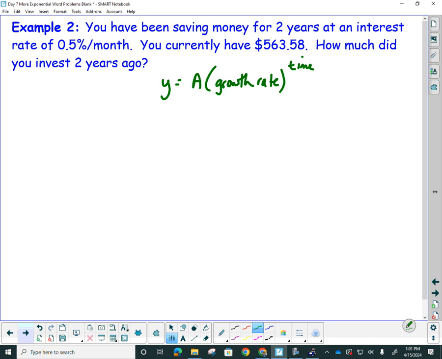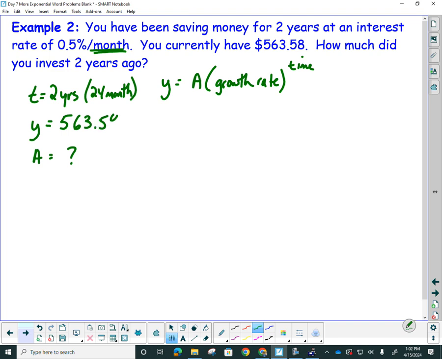But we've got to interpret our question. So we've been saving for 2 years. So this is 2 years. But I'm noticing that my rate is in months. So I think I need to change this to 24 months. We need to be in the same unit in order to do this. It says we currently have a certain amount of money, which means I don't know what I had at the beginning, but it has turned into $536.58 in this 2 years or 24 months.